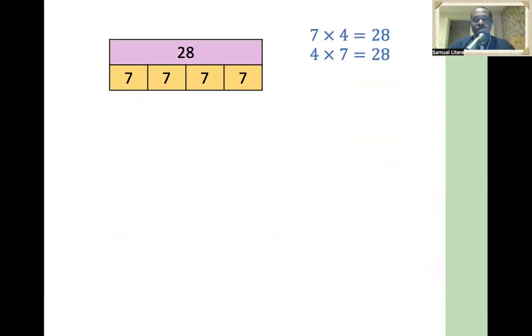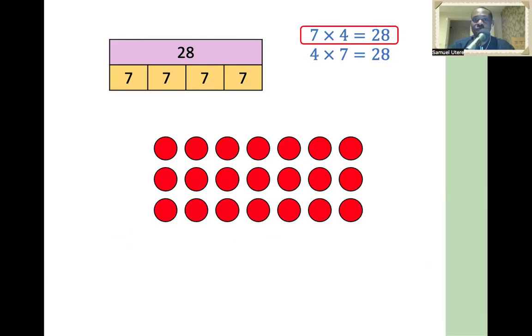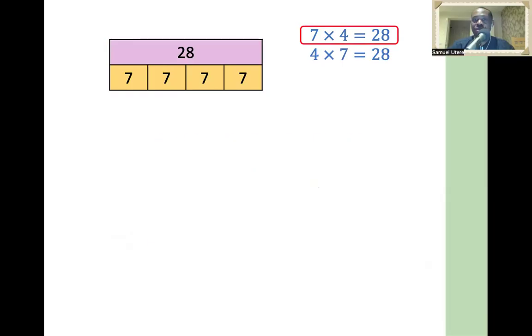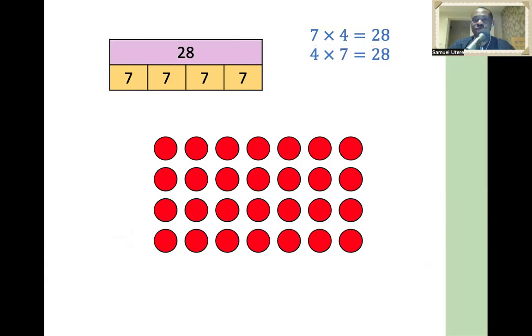Here is our new learning. Thinking about the example we did, here are some facts we can deduce from this block diagram or this bar model. We know that 7 times 4 is equal to 28. This simply means if we had 7 counters, we're going to have 4 rows of those counters to give us 28. 4 times 7 means if we had 4 counters, we're going to have 7 columns of that to give us 28.